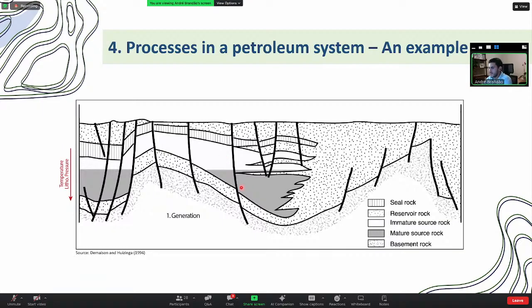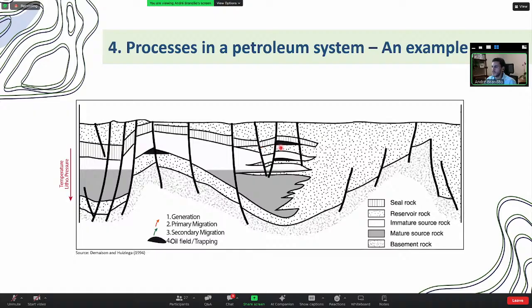With the generation, it creates micro fractures and the oil is expelled from this carrier bed source rock. It can go to a reservoir rock right here, or a fault. And in green, you're seeing the paths of secondary migration, and it will flow until it finds a trap, a barrier that won't let this fluid flow through to the surface.